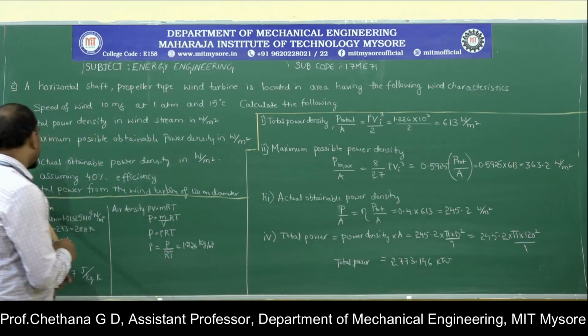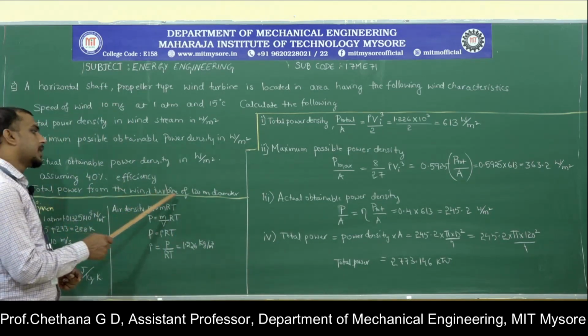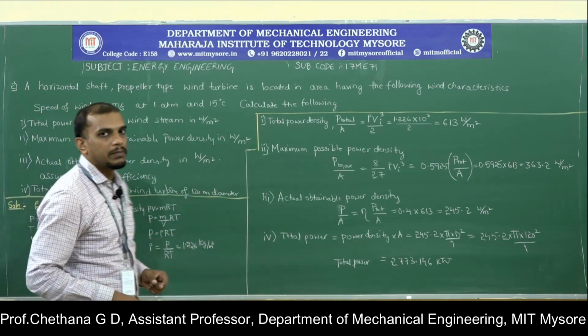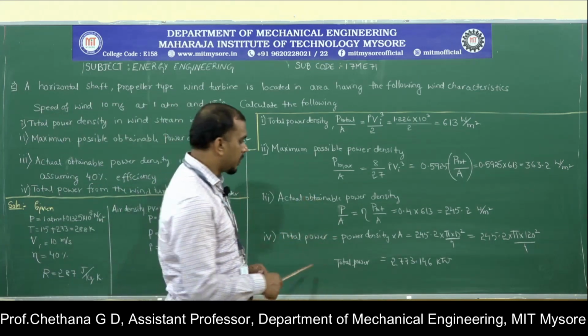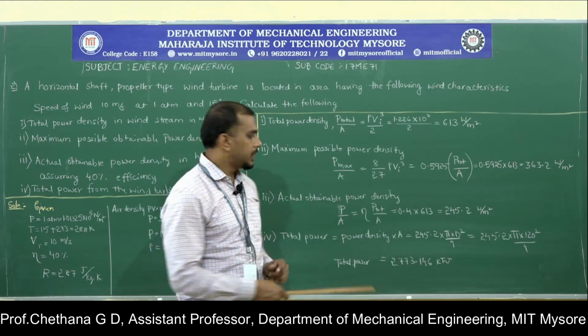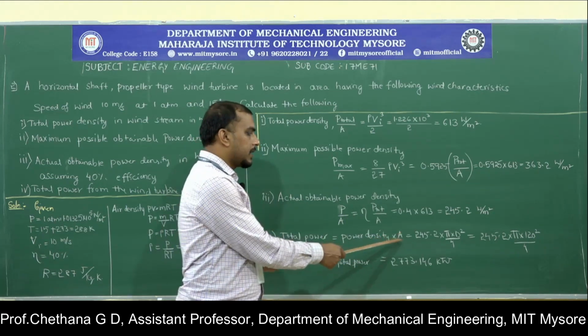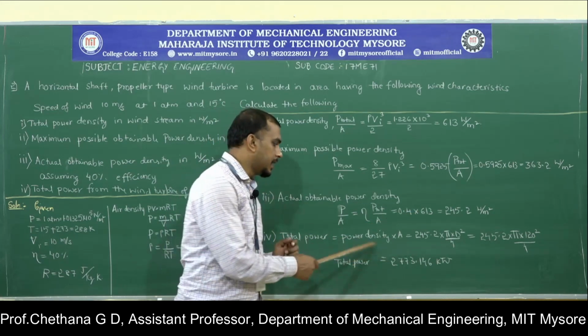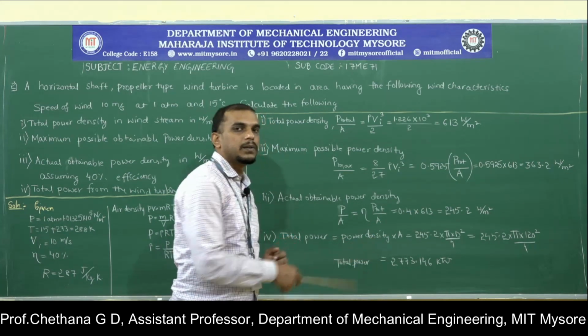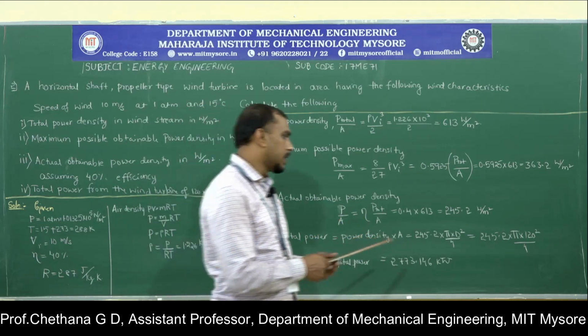Next, he is asking you the total power from the turbine considering 120 meter diameter. So total power is equal to power density into area. This is in watt per meter square. This will be in meter square. If you cancel it, meter square will get cancelled. You will get the unit as watt. That is what we want.